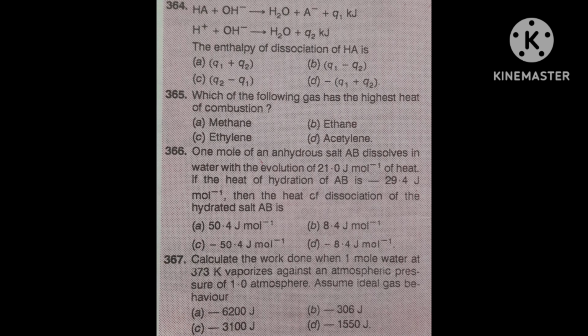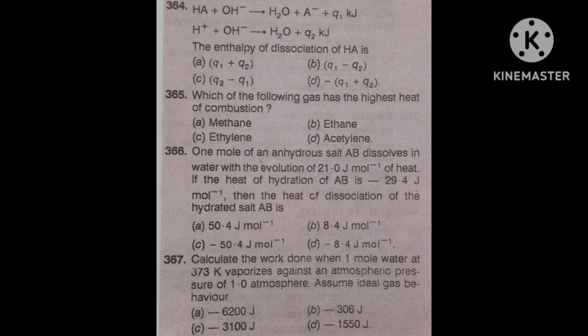Now I am telling you how 3100 joule, minus 3100 joule. Here 3 concepts are applied. First, you have to calculate the volume of 1 mole of H2O at 373 Kelvin and 1 atmospheric pressure, means normal pressure. Always what we face is 1 atmospheric pressure. Then you know that 1 mole of H2O means how much volume?